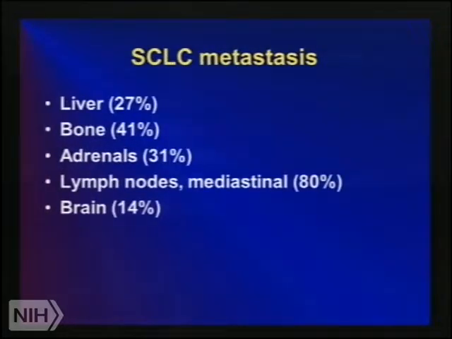And then small cell lung cancer undergoes metastasis from the lung to the liver, the bone, the adrenals, the lymph nodes, and then the ultimate killer is when it gets in the brain. And usually when it undergoes metastasis to the brain, the patient dies within a matter of weeks.